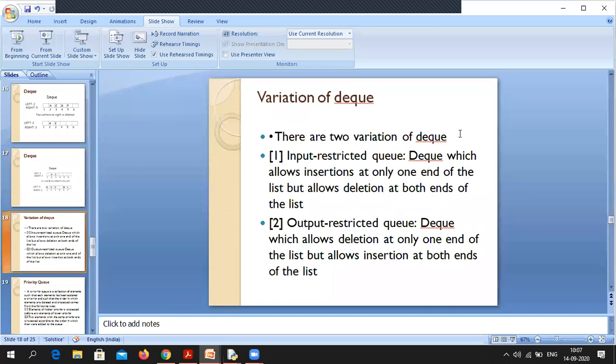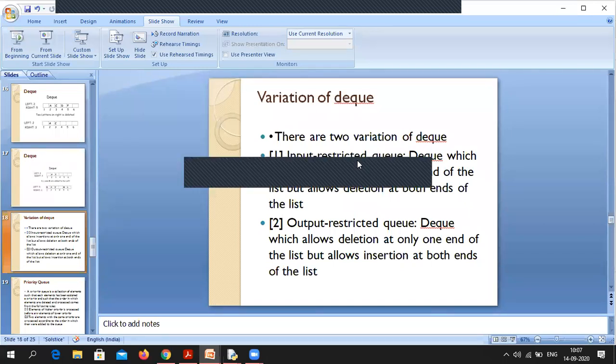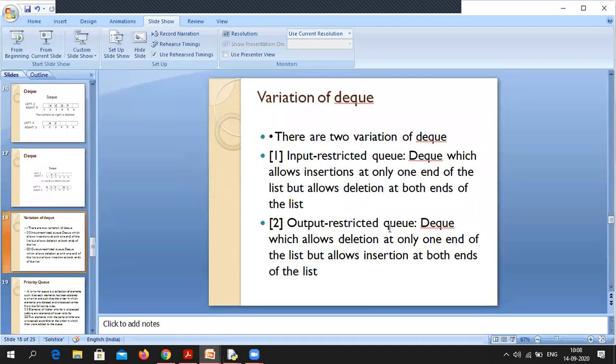There can be two variations of DQ also. Those variations are input restricted queue. Input restricted means you can insert only at the one end, but you can delete from both ends. That means your input is restricted. You can't insert at both ends. Next is output restricted. Output restricted means you can delete only from one end, but you can insert at both ends. So these two are the variations of DQ.